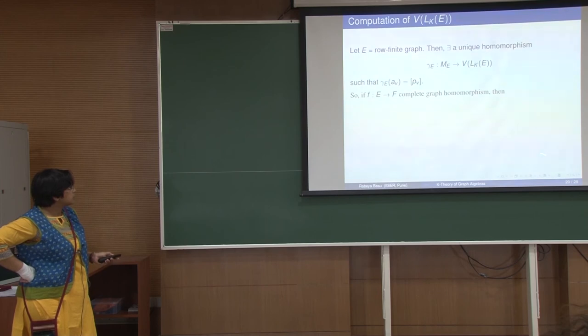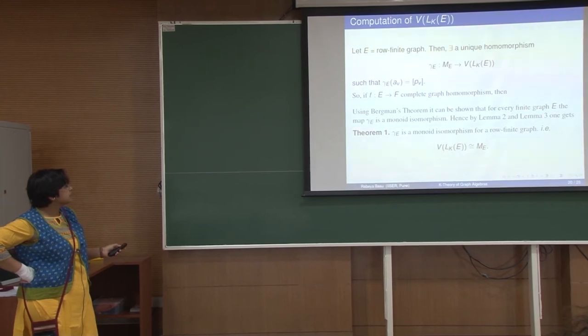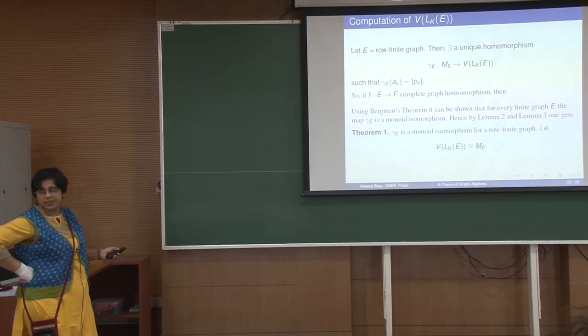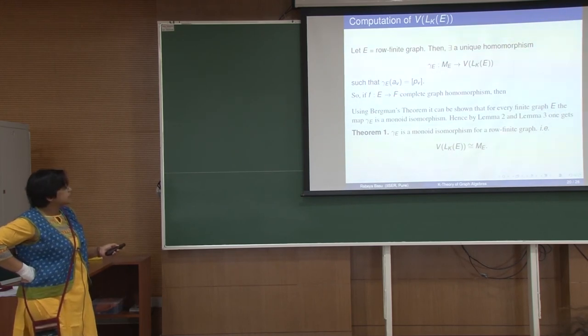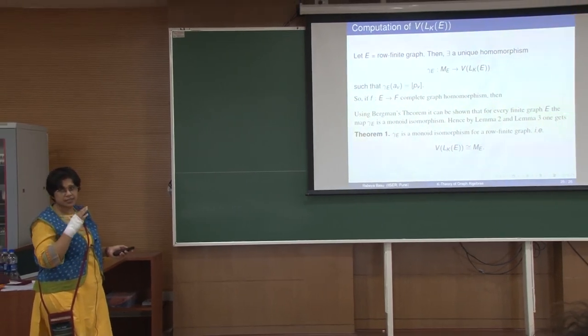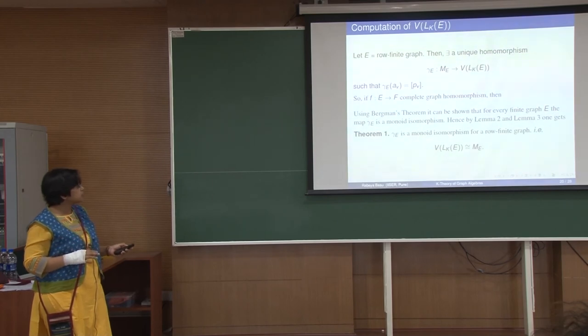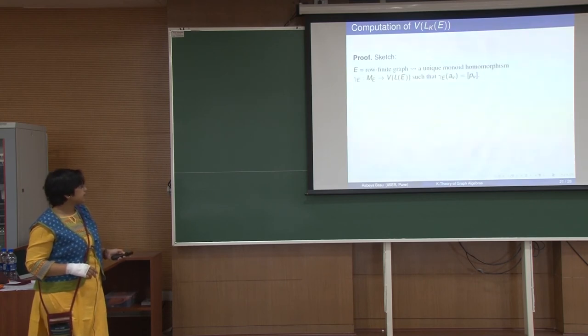So if this is a complete graph homomorphism, then it induces a homomorphism at the Leavitt path level. Then one can use some result and the lemmas on direct limits, that it commutes with direct limit, we can reach a finite graph, and then one can show that gamma is a monoid isomorphism for a finite graph. That is, one can show that V of LK is isomorphic to M.